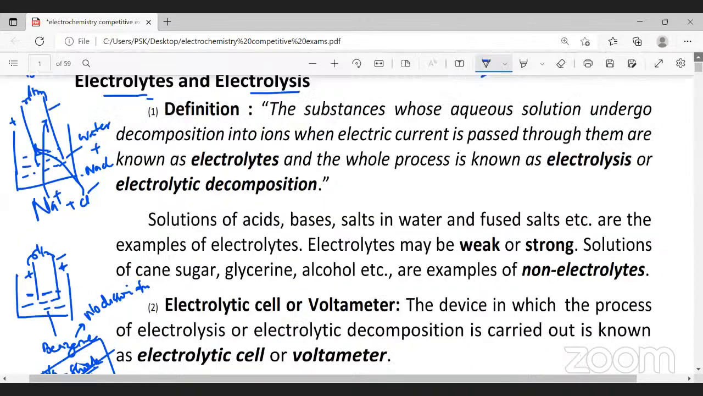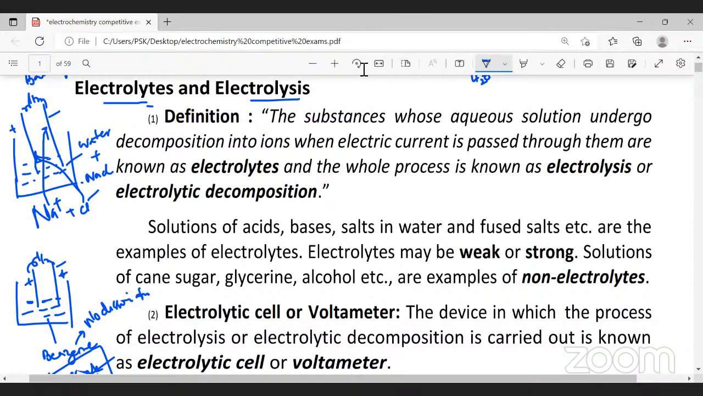Now, these two examples you understood. Now we will define what is an electrolyte and electrolysis. Generally, these electrolytes are ionic compounds, or they are also called electrovalent compounds. So what is an electrolyte? A chemical substance which dissociates in aqueous medium is called an electrolyte. Now, see the proper definition of electrolyte. The substance which conducts electricity in solution state, molten state, or fused state is called an electrolyte.